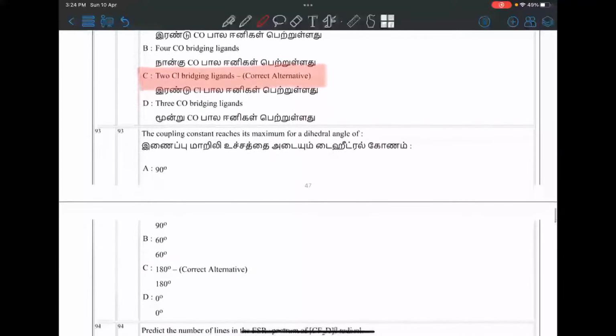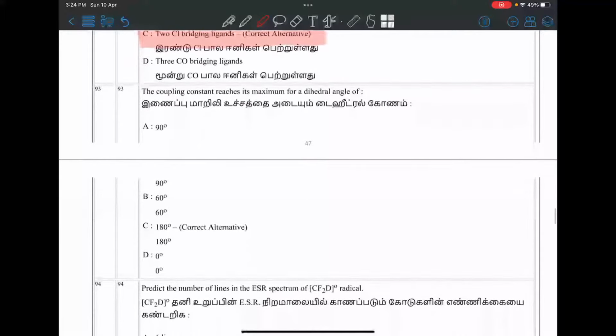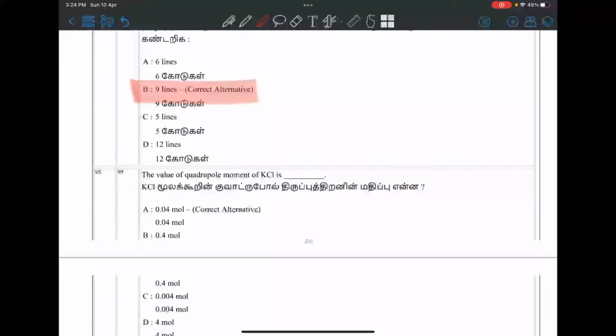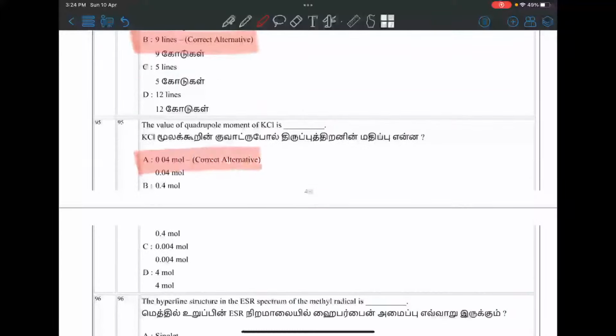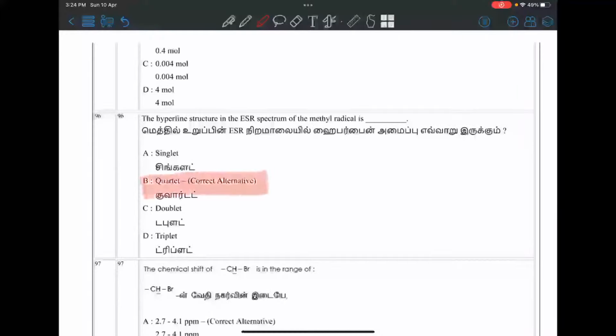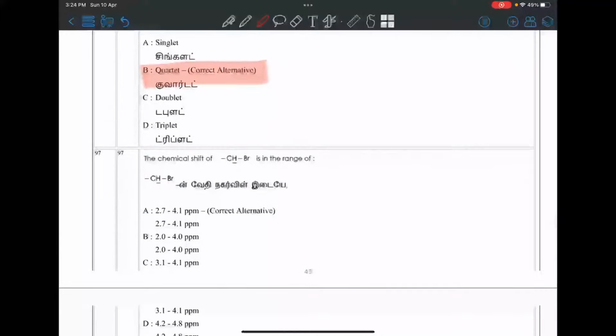The coupling constant reaches its maximum for a dihedral angle of 180 degrees. Predict the number of lines in the ESR spectrum of CF2D radical, 9 lines. The value of quadrupole moment of KCl is 0.04. The hyperfine structure in the ESR spectrum of the methyl radical is quartet. The chemical shift of CHBr is in the range 2.7 to 4.1.